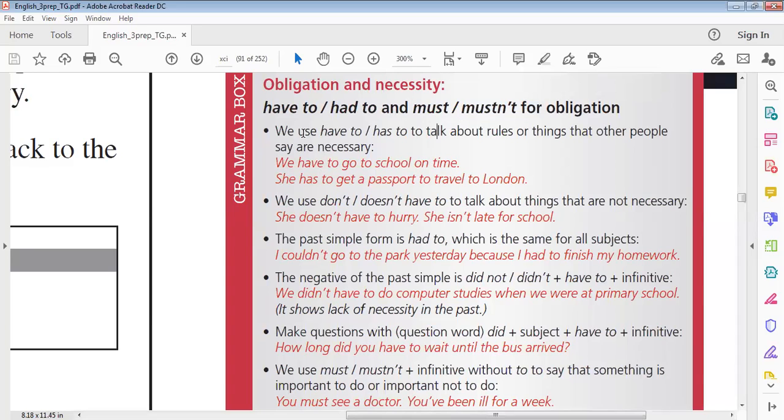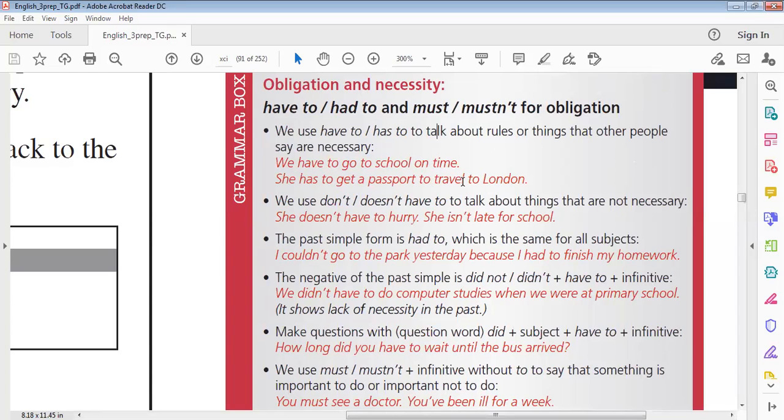Okay? You know that we can use have to or has to in order to talk about rules or things that other people say are necessary. Like this, we have to go to school on time. So this is a rule and we have to follow it. And other people say that it's so necessary to go to school on time, for example.